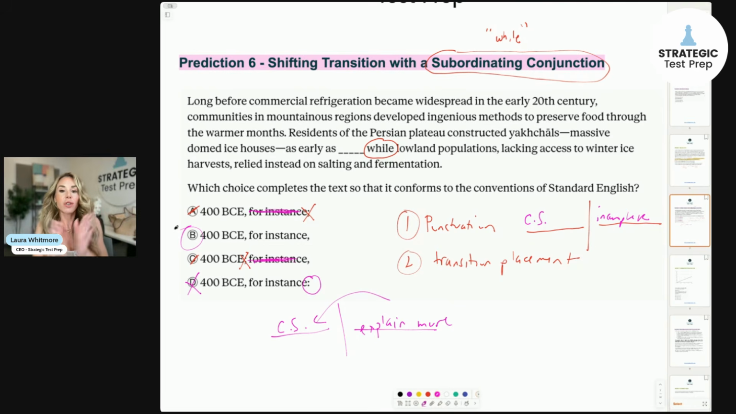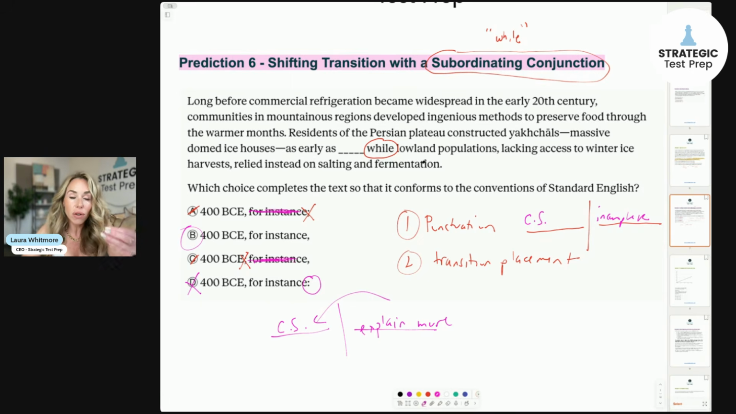All right. So shifting transitions take a little bit more time. Be ready for that, but just take it in 2 steps. What punctuation mark do you need first? Then, look for where to put the transition word. And look out for those subordinating conjunctions, because if you have a subordinating conjunction like while, chances are that second part is a dependent clause.